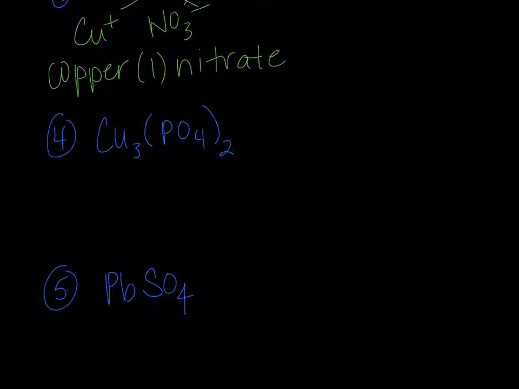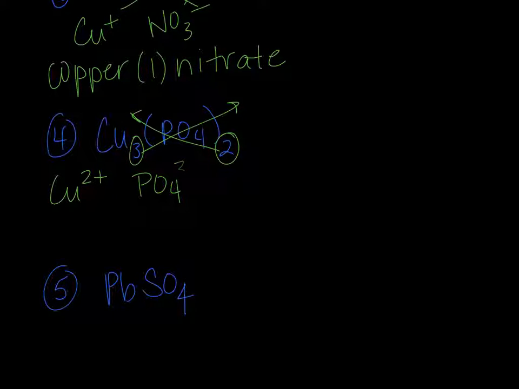So next we have Cu3(PO4)2. So I'm going to bring up my charges. And I get Cu2 plus and PO4 3 minus. So next I have to check my charge on my anion. So is that correct for phosphate? Yes, it should be 3. And so I just have to name this. And so it's going to be copper 2 this time, phosphate.